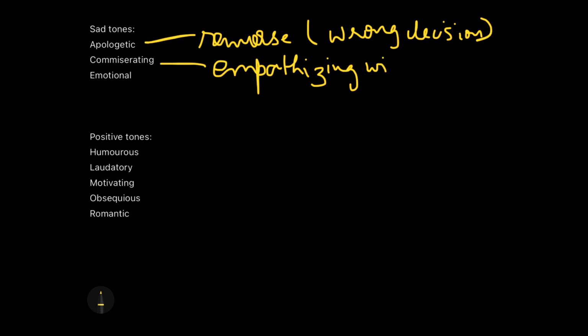Empathizing with pity. So if you find a passage where you are talking about the sorrow of others, like for example, you saw a puppy on the road which got hurt, so you are actually commiserating here. You are empathizing with the puppy and talking about the sorrows, grief and wounds of the puppy. So that makes it an empathizing passage, and that makes it commiserating tone.